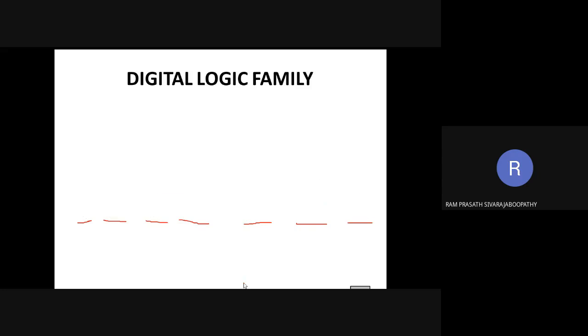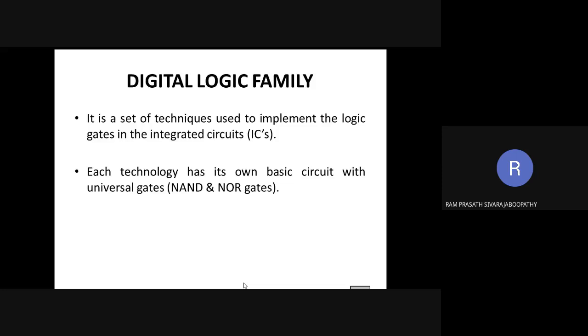Last slide, Venuma. Okay, kindly take a screenshot, Srihari.